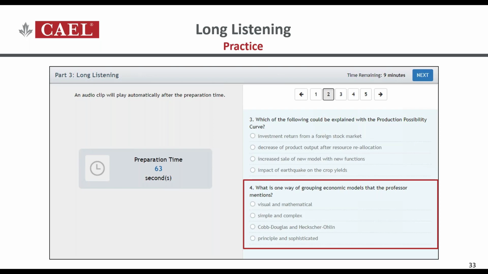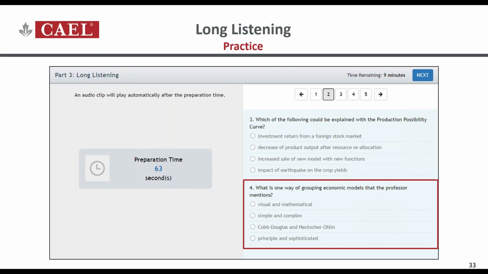Instead, we're just going to look at 2 questions and listen to a short part of the long listening passage, just to keep things short, as an interesting example, okay? Because I don't want to play the entire thing. This lecture is about economic models and how they help us. And so let's start with question number 4.